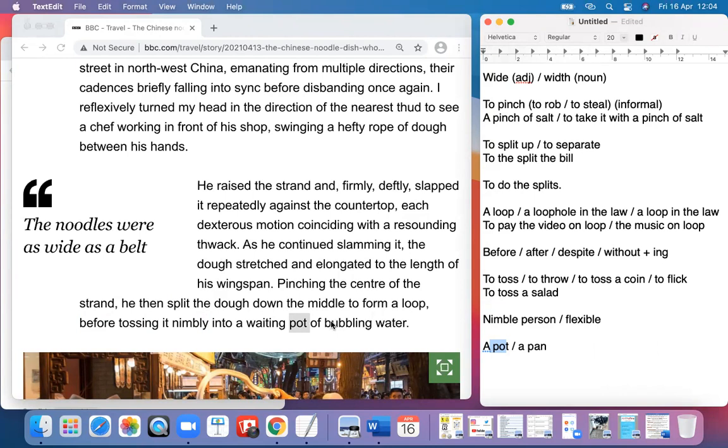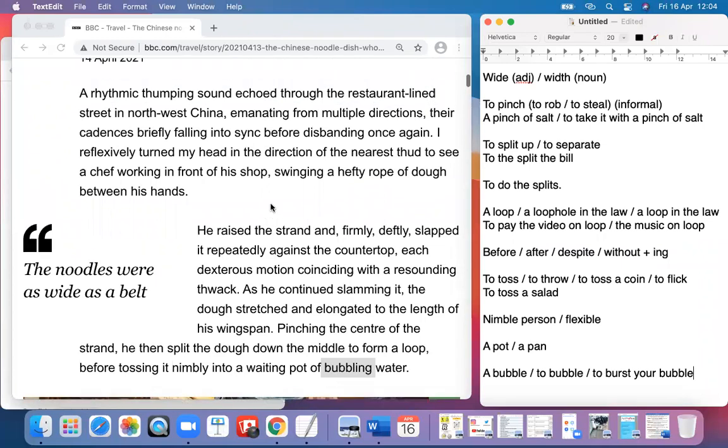Very important. And here we have an adjective, bubbling water, and substantivo is a bubble. The verb is to bubble, and it's the adjective bubbling water, so it's very specific. And also the opposite is to burst your bubble. So very, very interesting expression and very difficult. Well done, very difficult vocabulary, very good analysis.